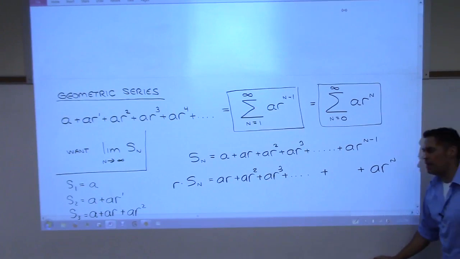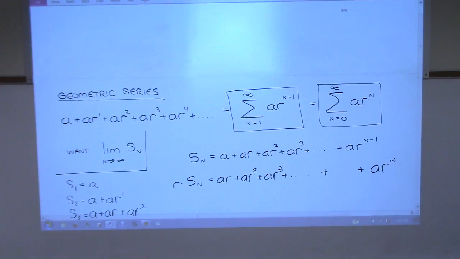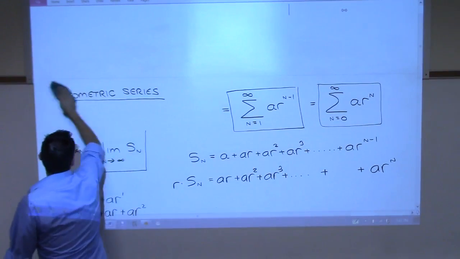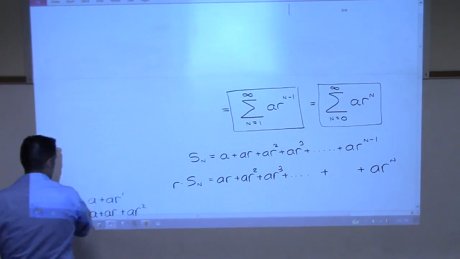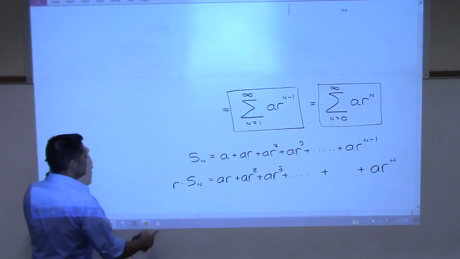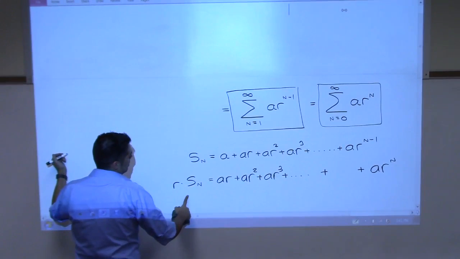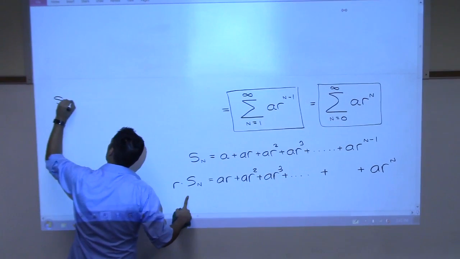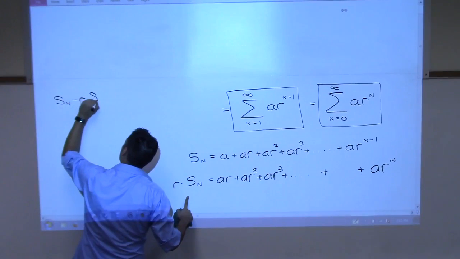And now, that was already one brilliant move, but here comes another brilliant move. I have to erase this. Let's take these two quantities and subtract them. So what I want you to do is this: what is S sub n minus r times S sub n?